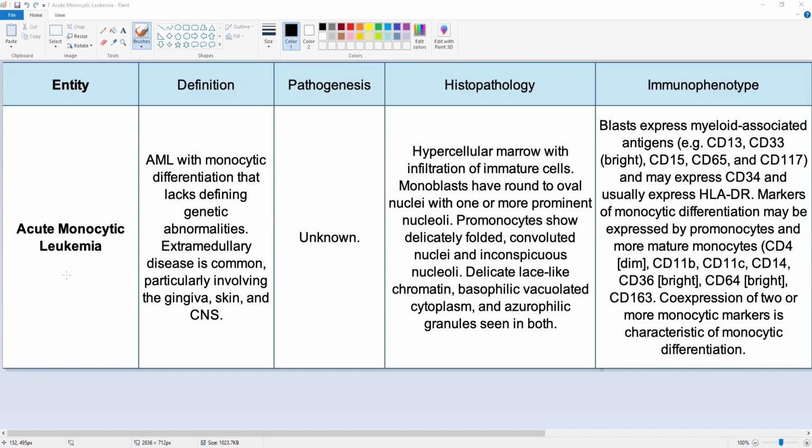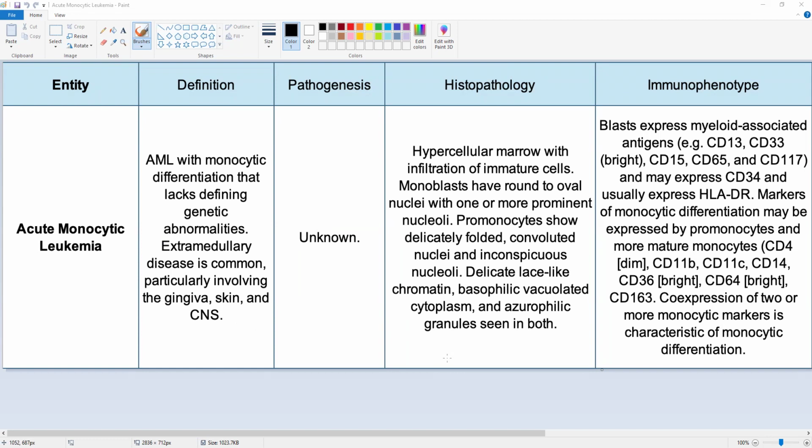I'm a third-year pathology resident, and today I'm going to be talking about acute monocytic leukemia. This is an acute myeloid leukemia with monocytic differentiation that lacks defining genetic abnormalities. Extramedullary disease is common in this entity, particularly involving the gingiva, the skin, and the central nervous system. The pathogenesis is unknown, and morphologically, it is characterized by a hypercellular marrow with infiltration of immature cells.